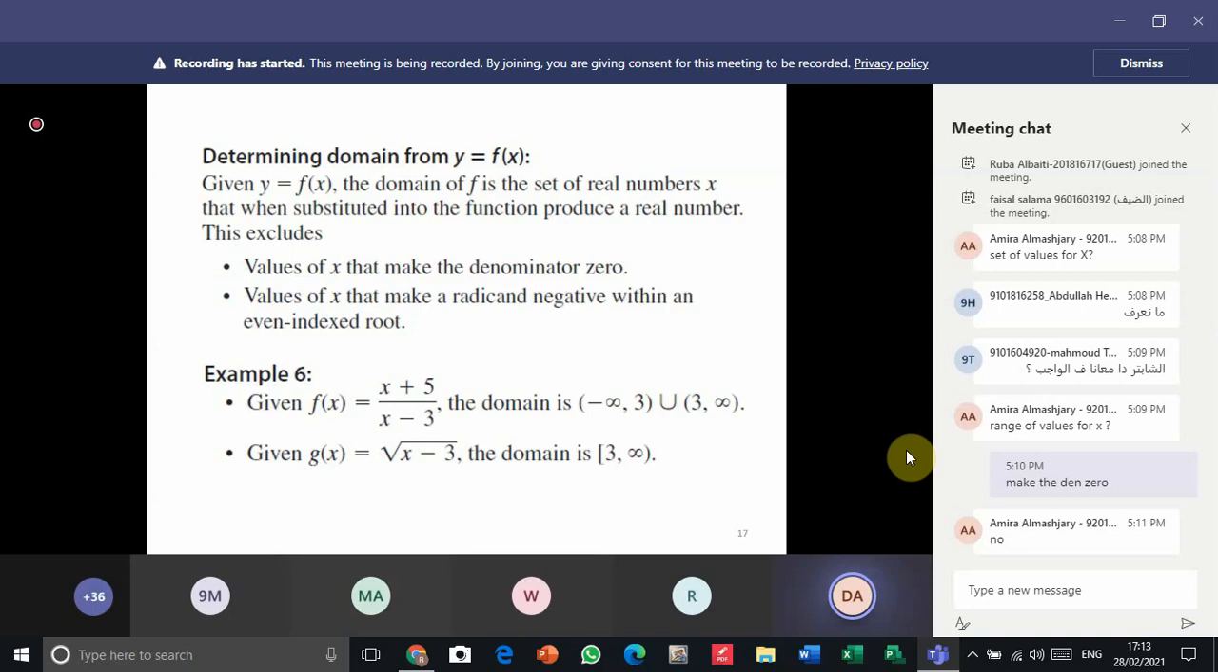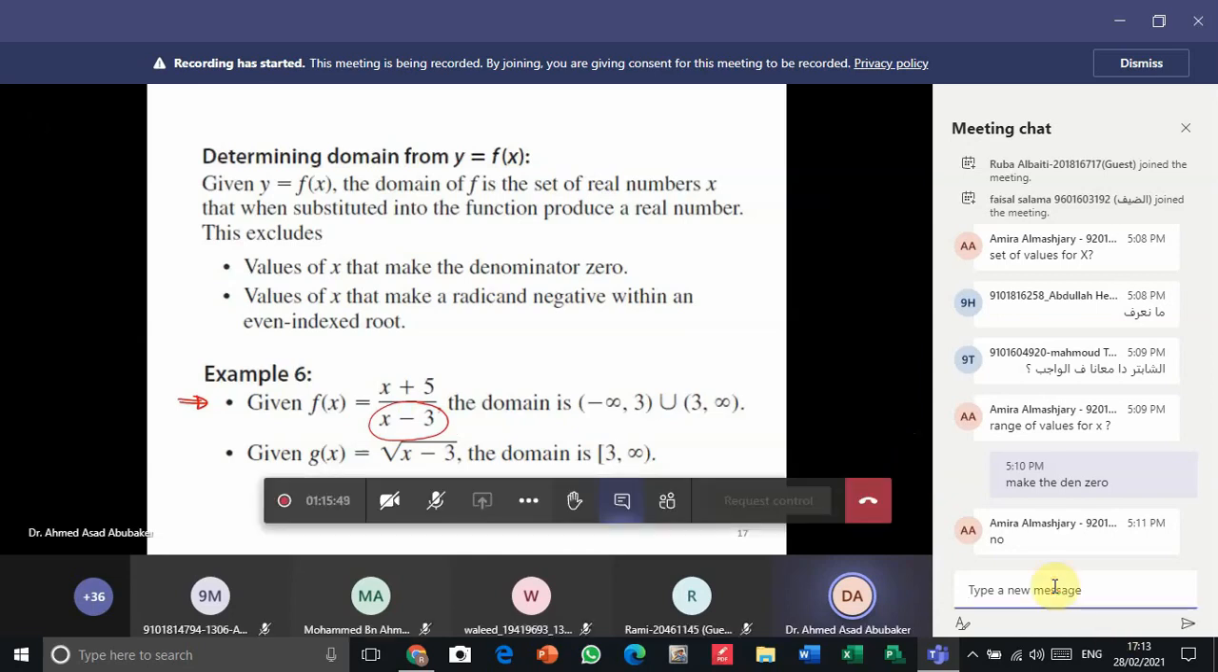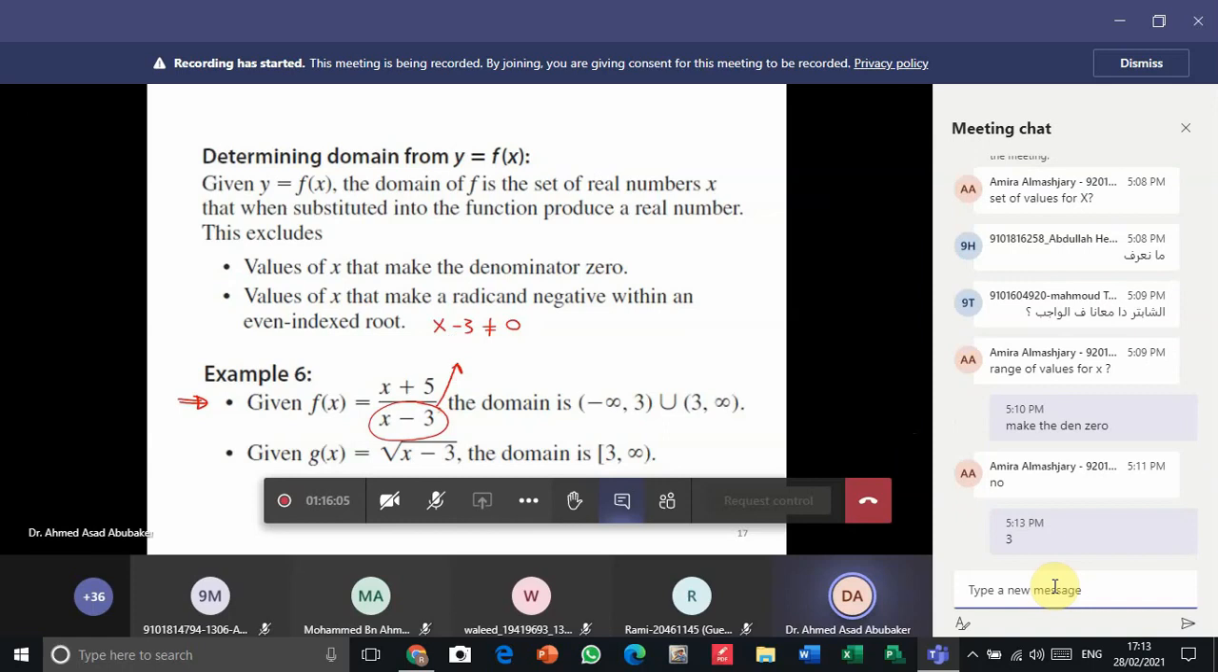For example, if we have f of x equals x plus 5 over x minus 3, what's the value of the domain? We can substitute any value in f of x, except one value. What is the value? X minus 3 in the denominator must be not equal 0. So x must be not equal 3.